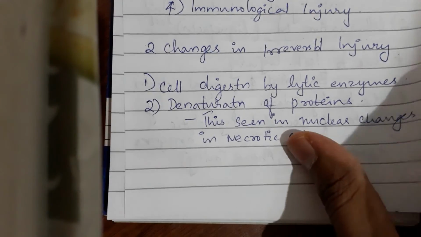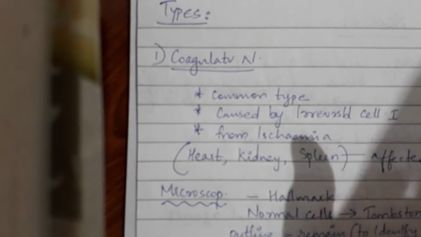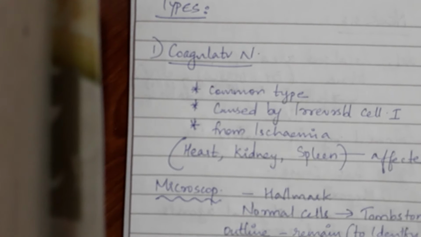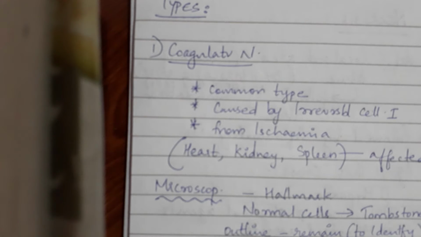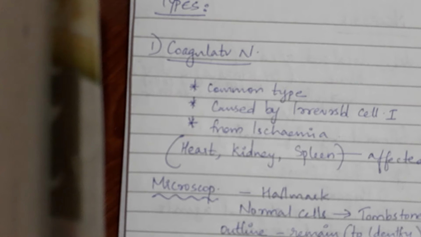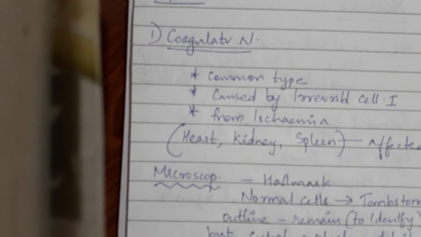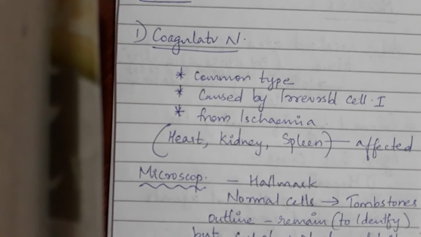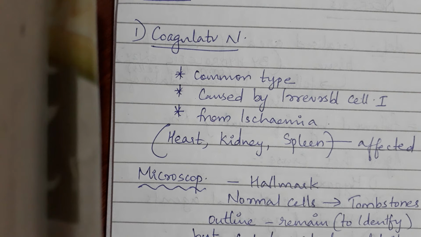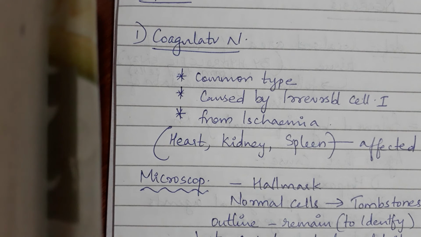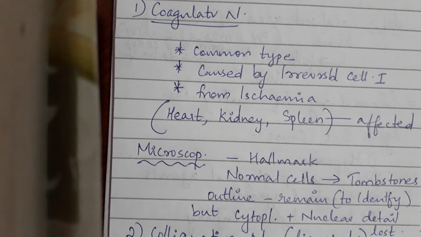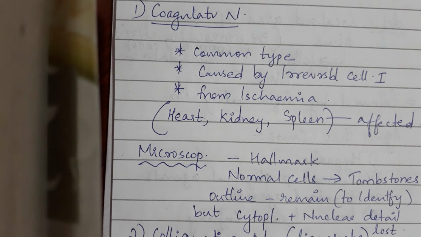Next, the most mark-carrying part: types of necrosis. There are a few types. The first type I'll tell you is coagulative necrosis. It is a very common type of necrosis. It is also caused by irreversible cell injury, and the main cause of this is ischemia, that means the loss of blood supply to an area. The organs most affected by coagulative necrosis are the heart, kidney, and spleen.